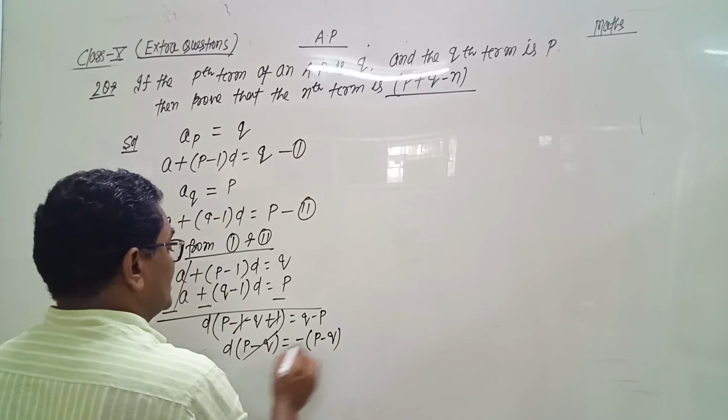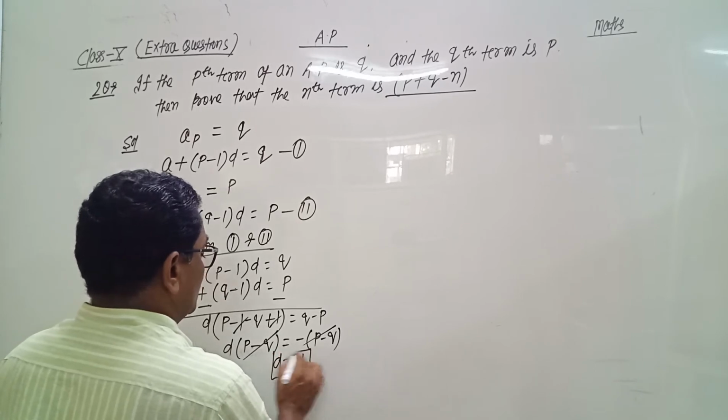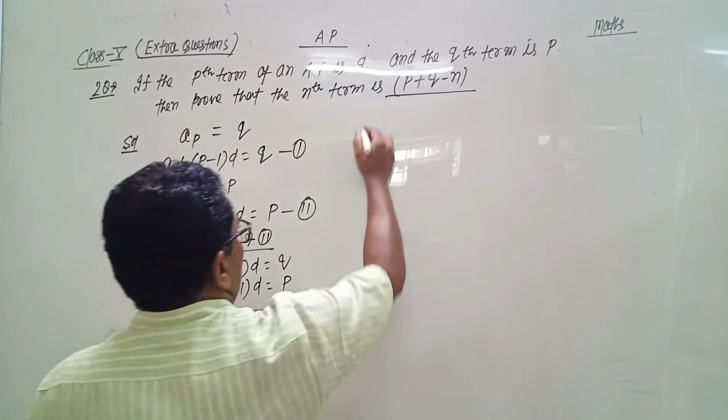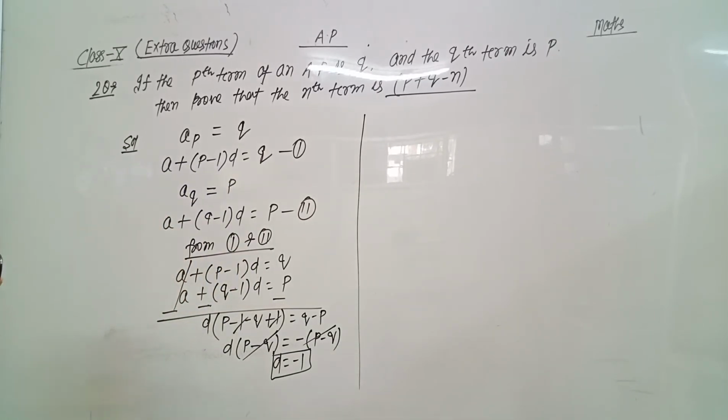And from both sides P minus Q gets cancelled and we get D equals minus 1. So we get the value of D, D equals minus 1. Now we put the value of D in the first equation and we find the value of A.